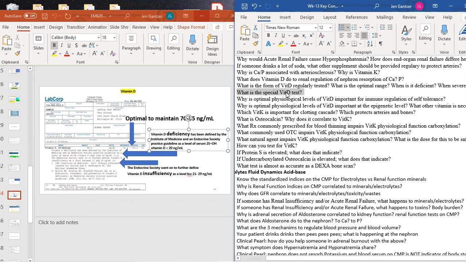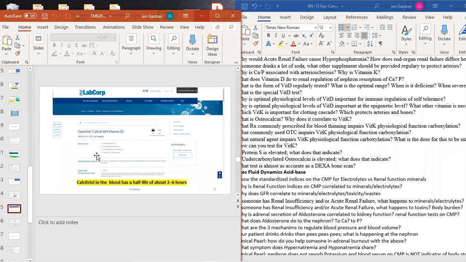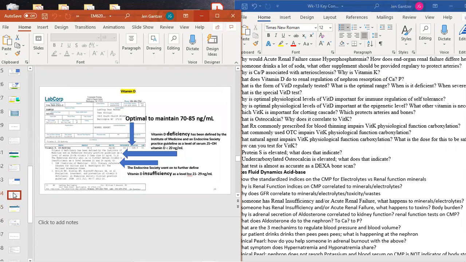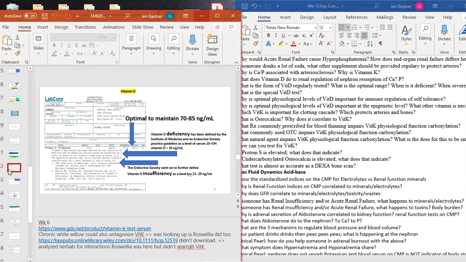So what is the special vitamin D test? The special vitamin D test is active calcitriol. That is not your normal range, a normal test. So the optimal range was your 70 to 85, and that is what I want you to know. What is deficient? Anything below 32. Anything below 32 is deficient for vitamin D.